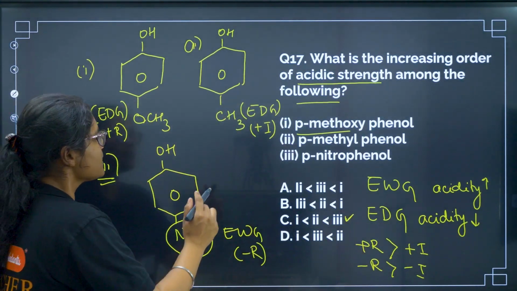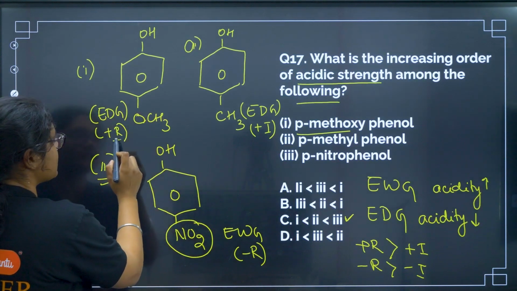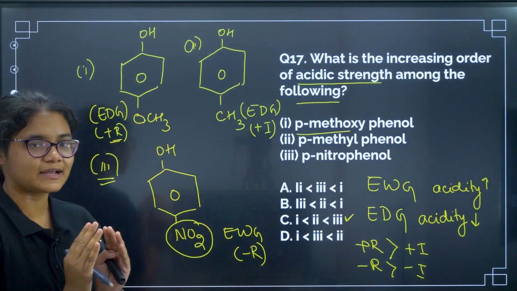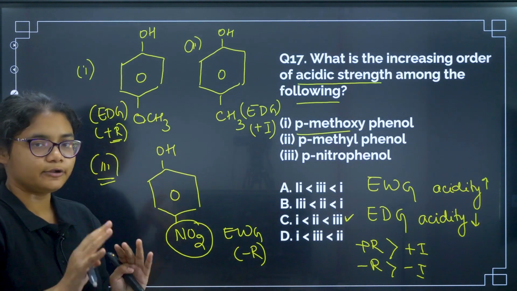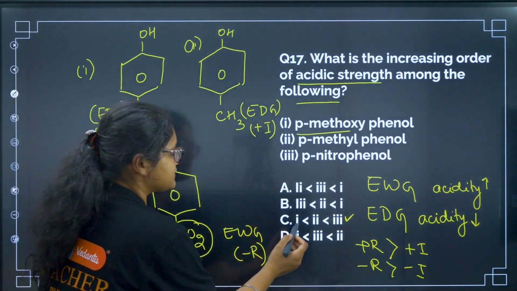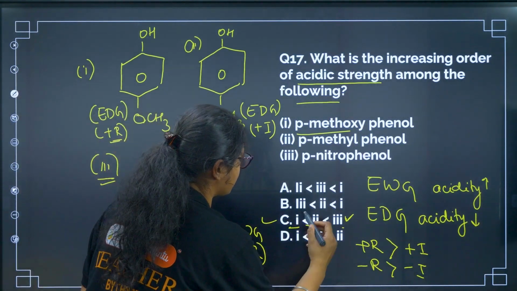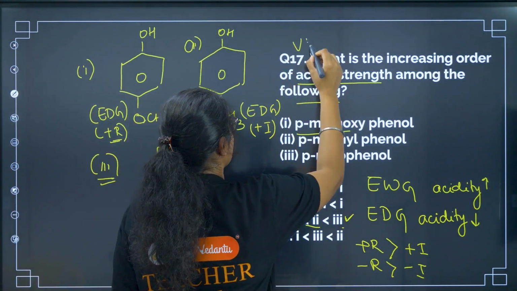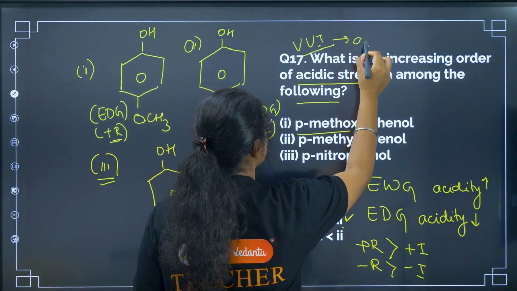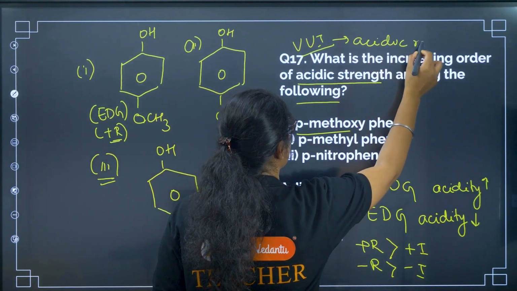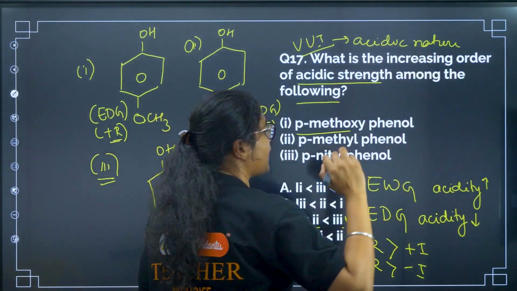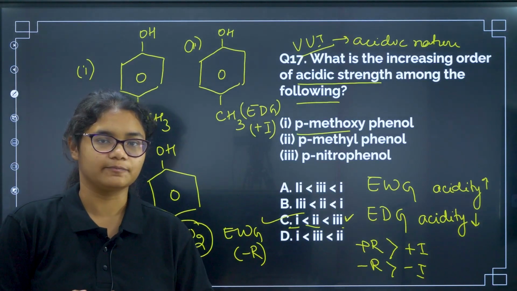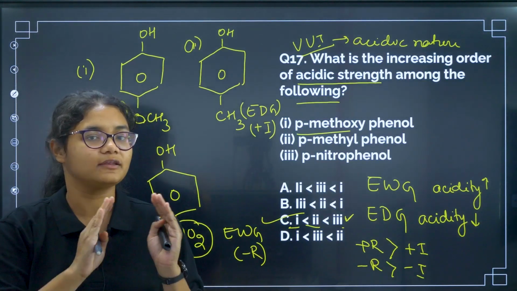Now if you see this one, plus R is more dominant than plus I. Both of them reduce the acidic nature, but plus R will reduce more. So 1 will be the least acidic, then 2, then 3. So the correct answer will be option number C. Okay. Such questions are very important where you have to arrange the acidic nature. Here questions are asked on the basis of your pKa values, Ka values and acidic nature. So you have to remember pKa and Ka are inversely related.